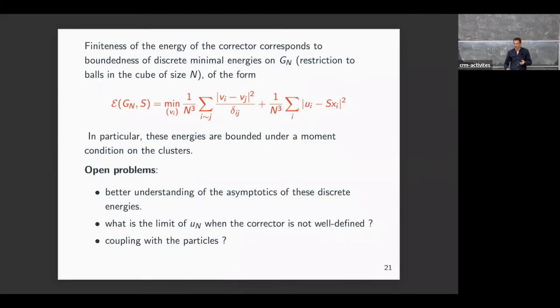Okay, so of course there is a big open problem still, which is understanding this limit of UN where you cannot rely on the corrector. And of course on top of that, you would have to add the coupling with the particles. So I think there are really open questions around this kind of network approximation. And I will stop here.